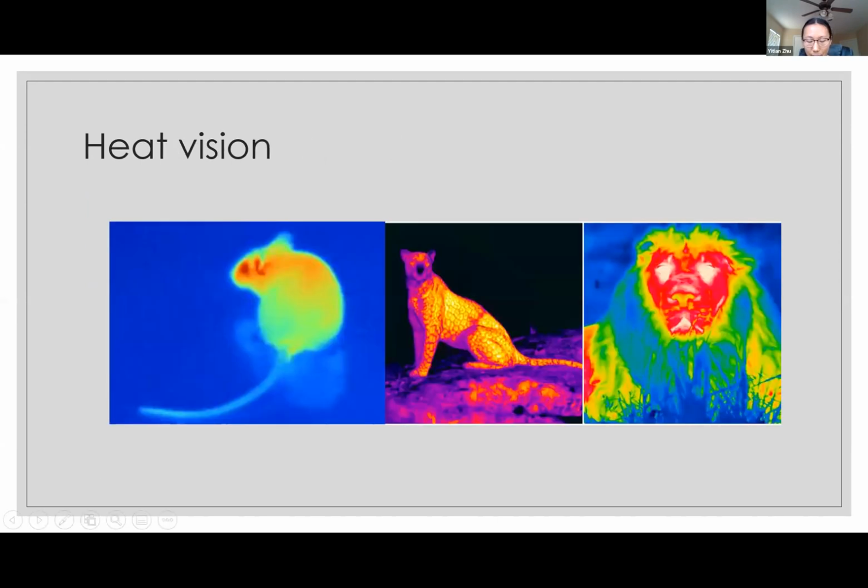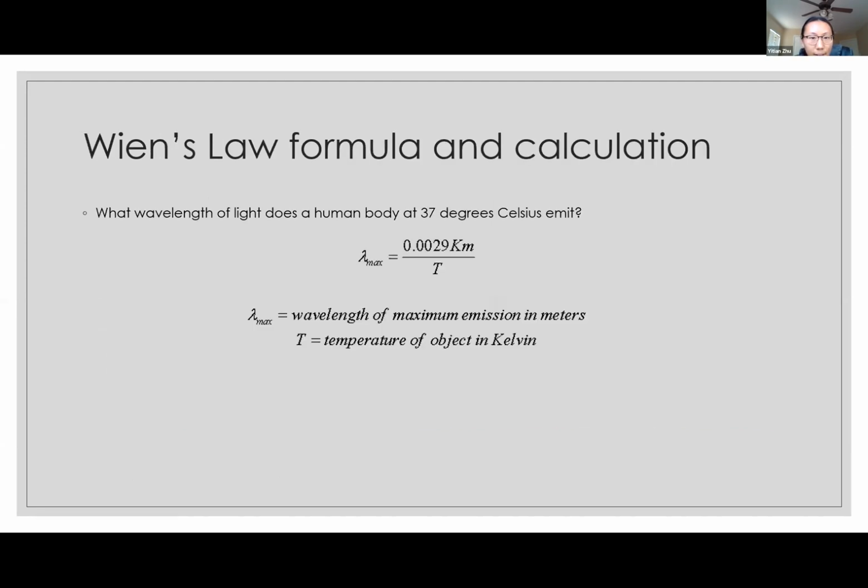All right, so we're gonna talk about heat vision, which is super cool. So in this calculation, you get to figure out what wavelength of light does a human body at 37 degrees Celsius emit. And that will answer sort of what color do we emit, but technically it's not really a color that you can see with your human eye, because remember, it is outside of the visible range of light.